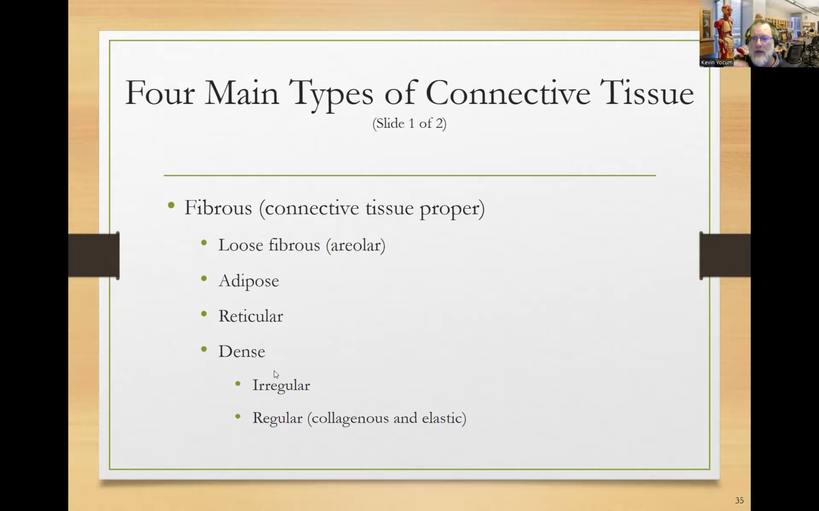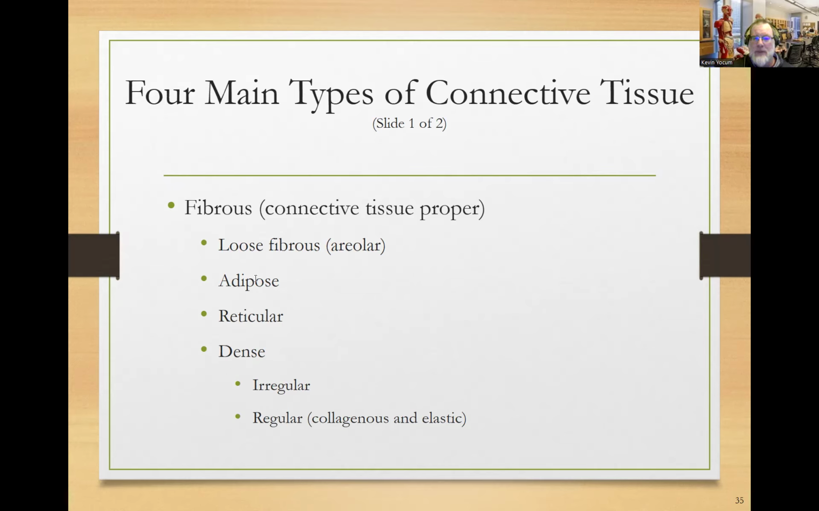If they're parallel arrangements of fibers, they would involve linear stability or movement. So we'd see these potentially with tendons or ligaments. Okay, dense regular. So regular fiber arrangements, parallel fiber arrangements.